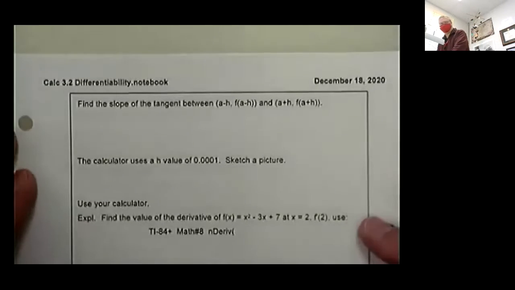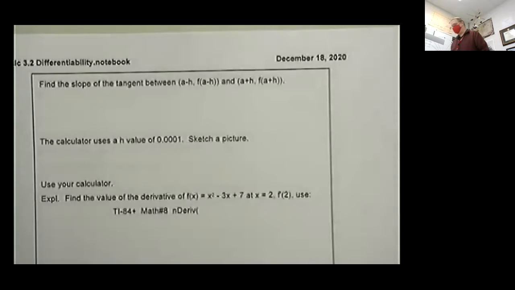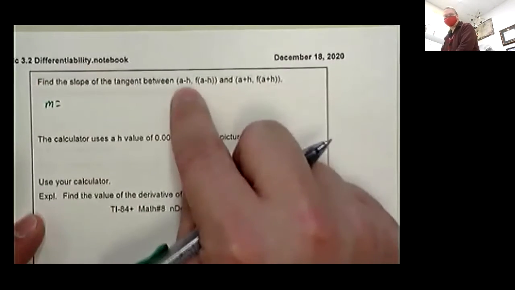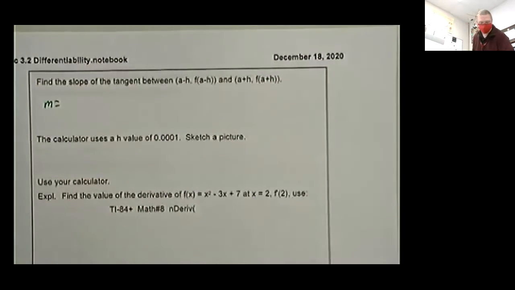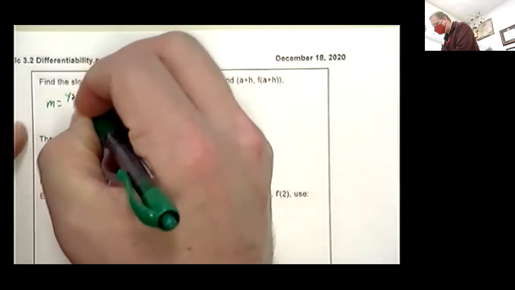Find the slope of the tangent between (a minus h, f of a minus h) and (a plus h, f of a plus h). So now, instead of just adding an h value, we're also going to subtract a value. We're calling this the symmetric difference quotient. So we're going to find the slope again, y2 minus y1 over x2 minus x1.